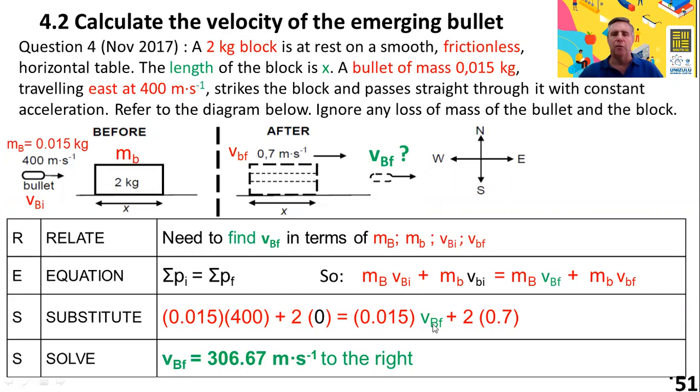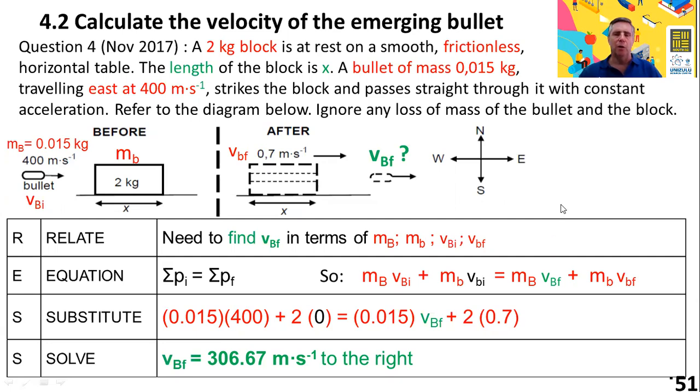So multiply it out, solve carefully for VBF, and you get an answer of 306.67 meters per second to the right. Don't forget to put that there. All the momentum was to the right initially, so all the momentum must be to the right afterwards as well. Remember, we said we expect something slightly less than 400 because the block would have slowed the bullet down, so you can use that to check your answer.